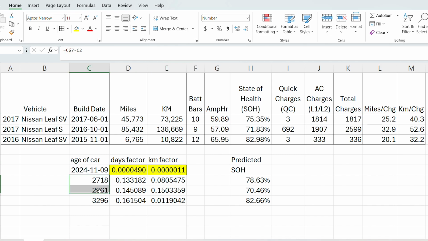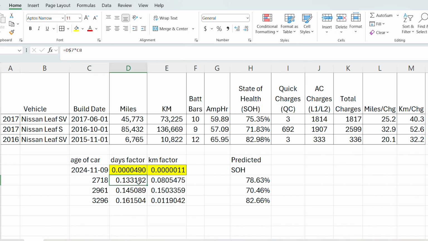So again, we go back, we've got the age of the cars in days, and then what we want to do is use a formula here to predict state of health. So I've got something called a days factor and a kilometer factor, and these are just made up numbers that I was playing with to try and get my formula to work out to predict the state of health based on the number of miles and kilometers.